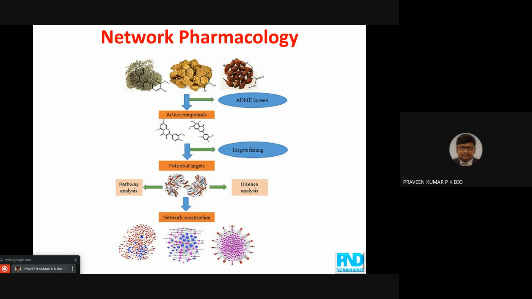Instead of taking a single plant, we can also take multiple plants, and from two or three plants we can take active compounds. Earlier I mentioned taking only a single plant, but network pharmacology can extend to work with multiple herbs. That's what happens in Ayurveda.